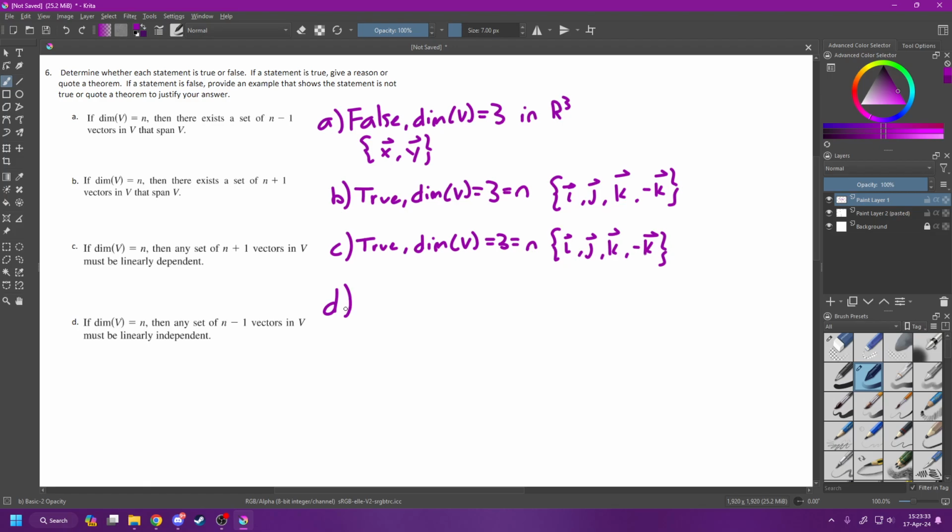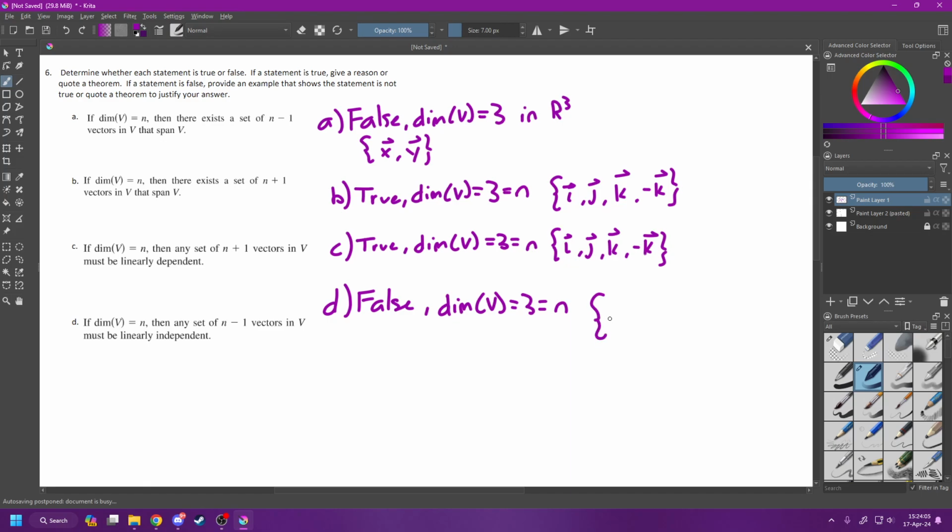So for part D, if the dimension of V is equal to n, then any set of n minus 1 vectors in V must be linearly independent. This is going to be false, because for an easy counterexample, if the dimension of V is equal to 3, then that means there would have to be a set of n minus 1, or 2, vectors.